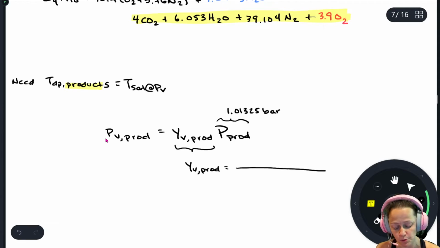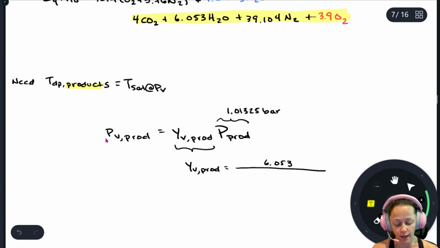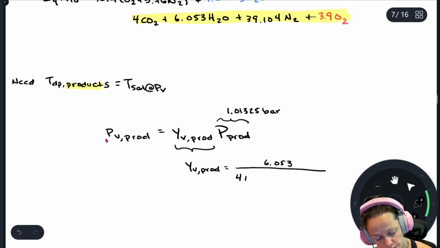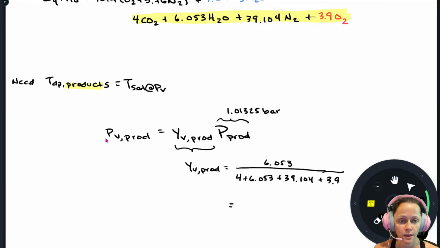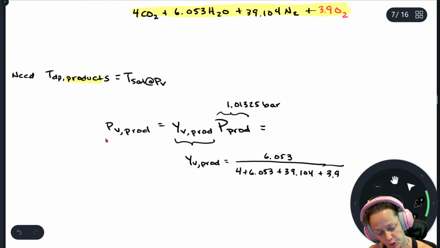So it's the number of moles of water, 6.053, over the total number of moles in the mixture, which is 4 plus 6.053 plus 39.104 plus 3.9. And so I end up getting, well, I tell you what, I don't actually know what I get for that mole fraction. I don't have a number there, but I do have a value for that partial pressure, which is 0.115551 bar.